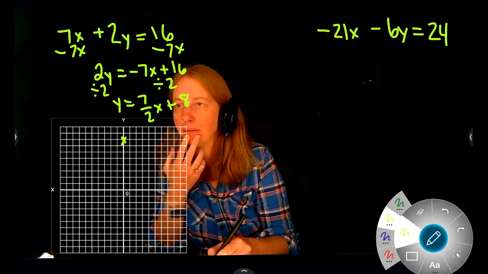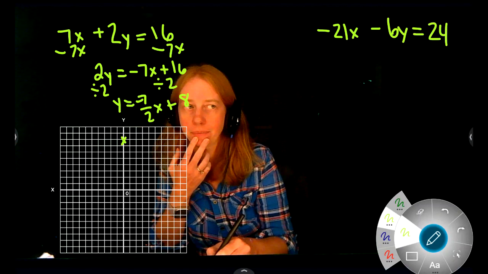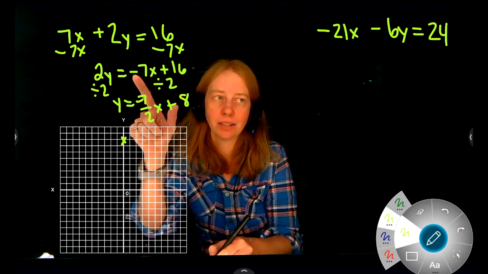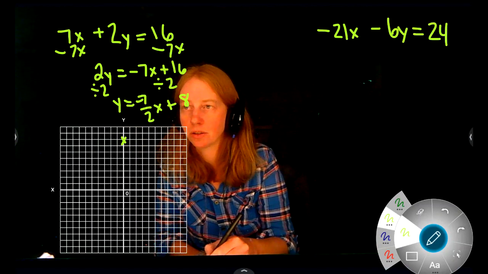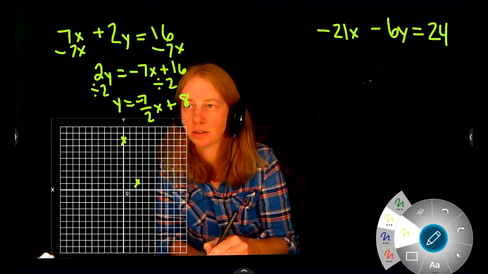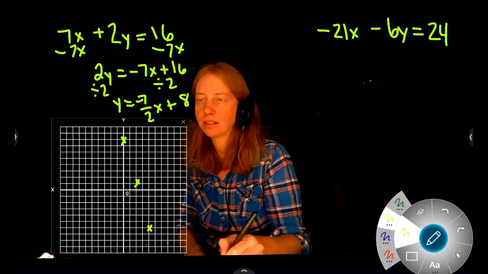I lost my negative. I need this negative. Look, I had a negative here and I didn't have it there. Okay, so I lost this negative, so I've written it here. So I'm actually going to go down 7, 1, 2, 3, 4, 5, 6, 7, over 2, right here. Okay, so I'm going to keep that trend.